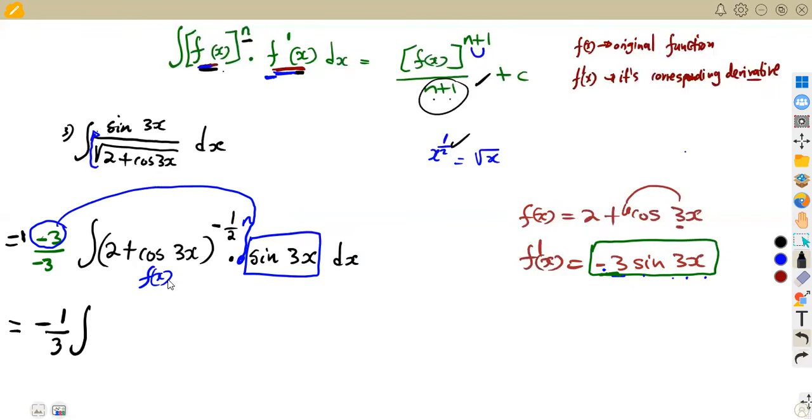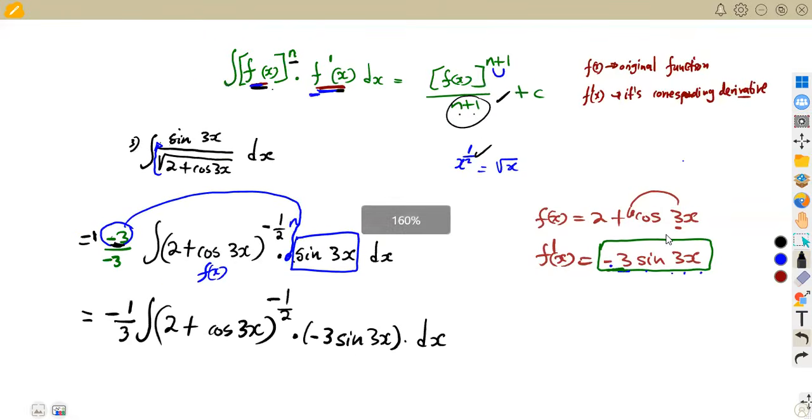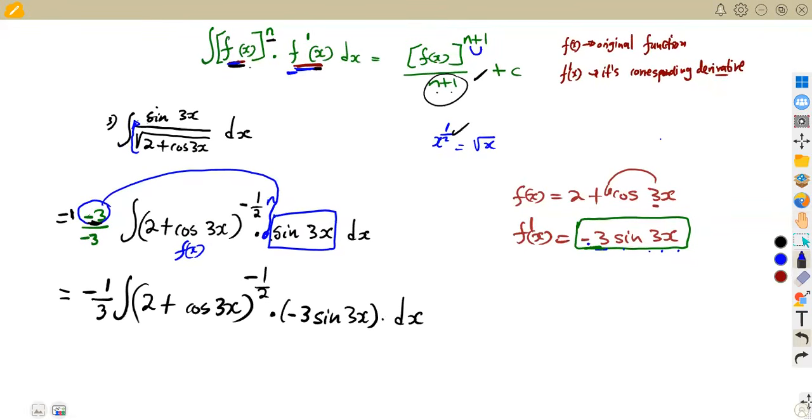All right, the integral of, we write as it is, 2 plus the cosine of 3x to the exponent of minus half times, now the minus 3 that we removed here is going to multiply this side. So it is going to be negative 3 sine of 3x dx. Having this, we can properly say, okay, this is the condition that we were having here, but it was just hidden because of this part, because here we can see that we have f of x and its derivative, which is the same condition here.